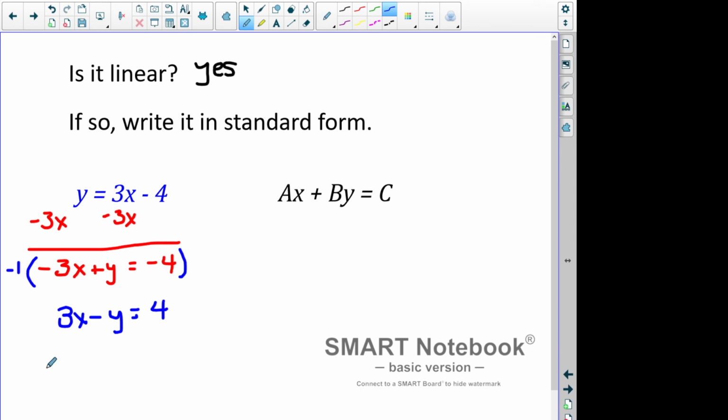Now, I've got the variables on the left-hand side. They're in order. I don't have any fractions or decimals in here, so they're all integers. And my leading coefficient, my coefficient in the very first term, is a positive number. So this would be considered standard form.